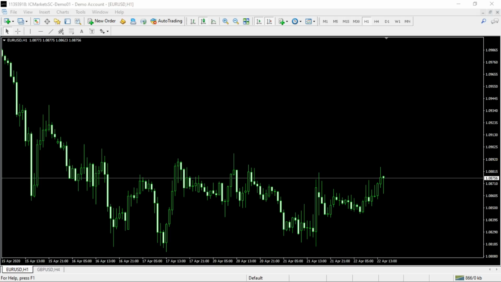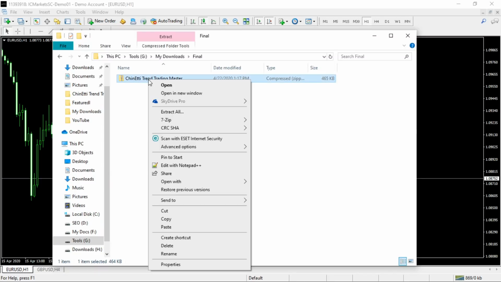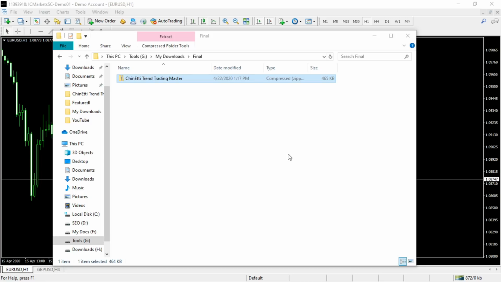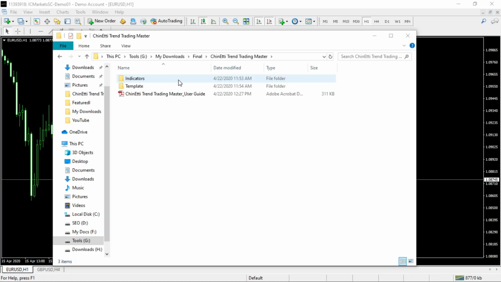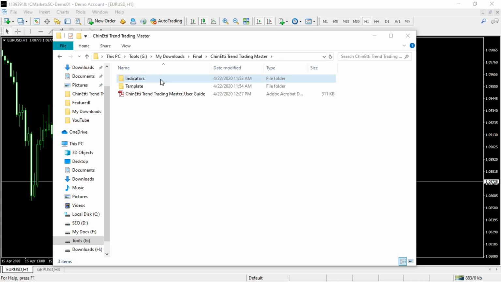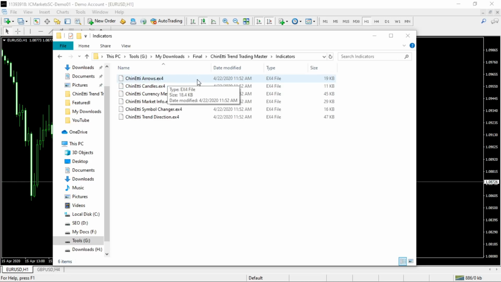Once you download the system, you will get a zip file and you need to unzip that file first. So when you unzip the file, you will see the ChinEtti Trend Trading Master folder. When you go in, you will see the indicators folder, the template folder and the ChinEtti Trend Trading Master user guide. So inside the indicators folder, you will see 6 indicators: the arrows indicator, candles indicator, currency meter, market info, symbol changer and the trend direction.